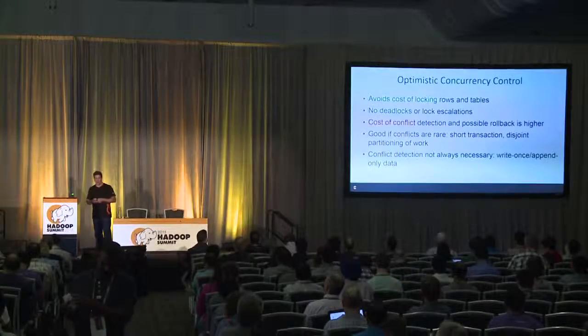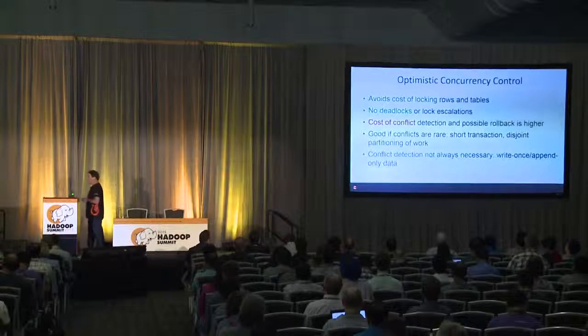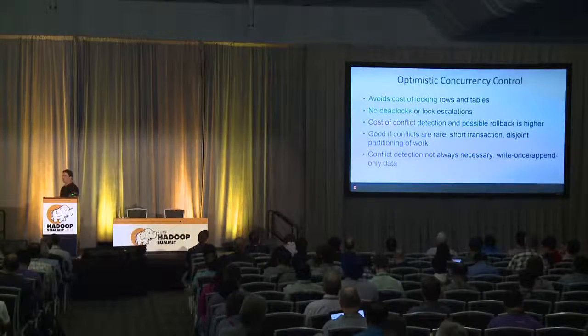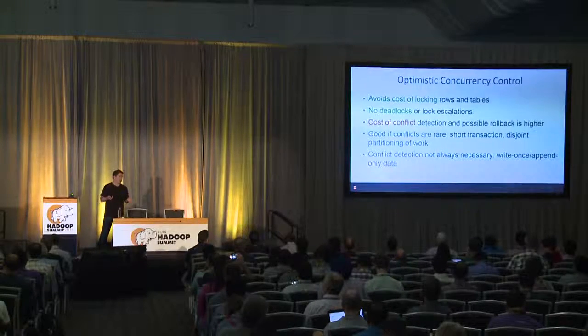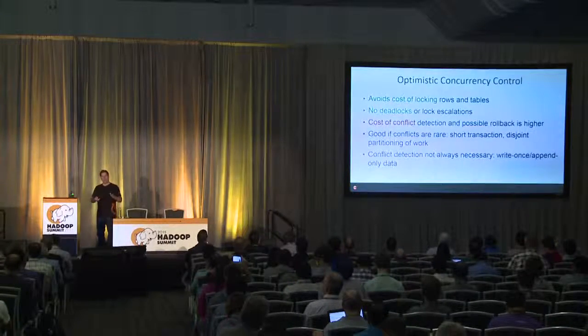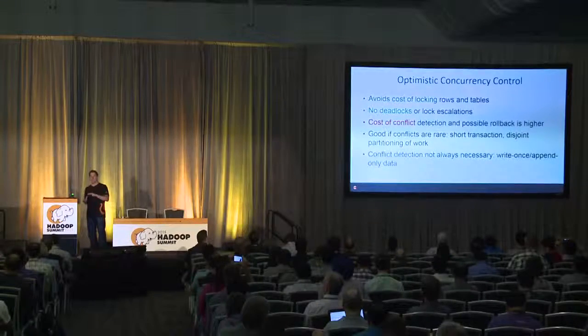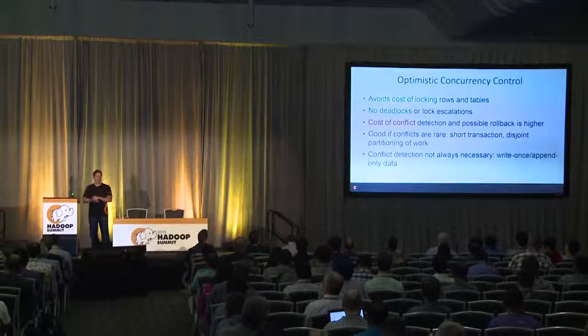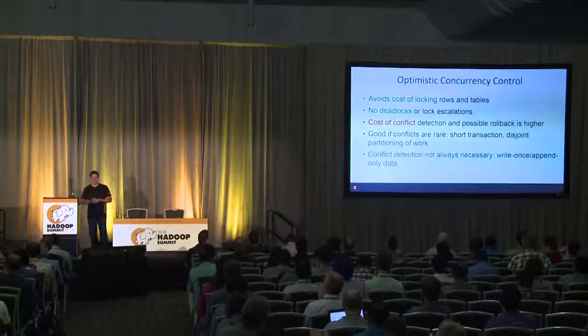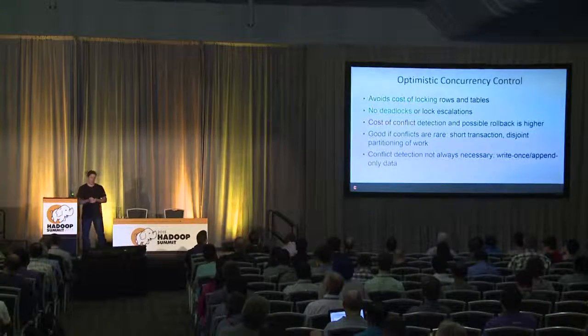A little bit more detail about it. Again, it's an optimistic concurrency model, so there's no locking involved. So there's no deadlock detection that's required. But the cost here is at commit time, there's a conflict resolution, a conflict detection that happens by the transaction manager. So that's the cost right there.